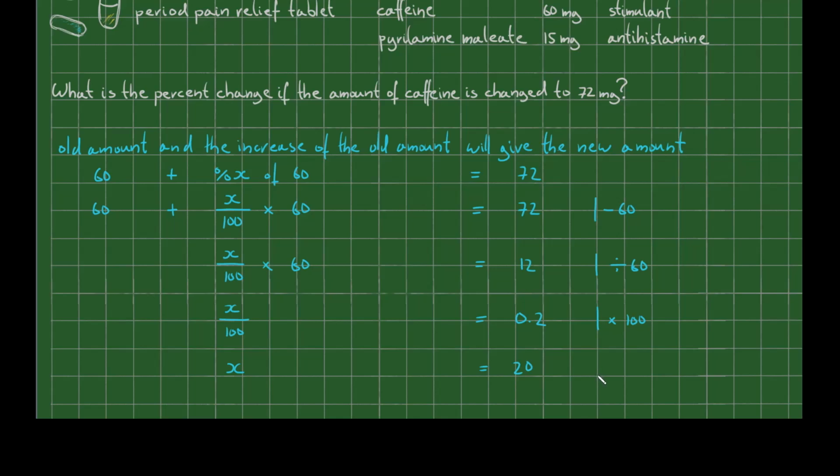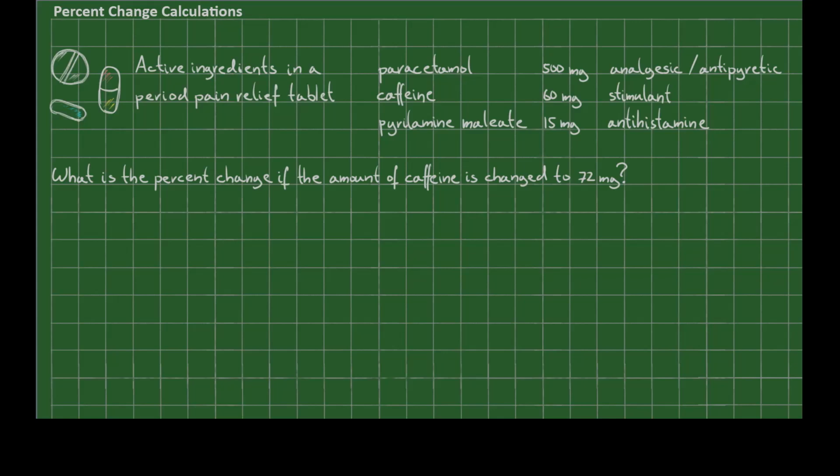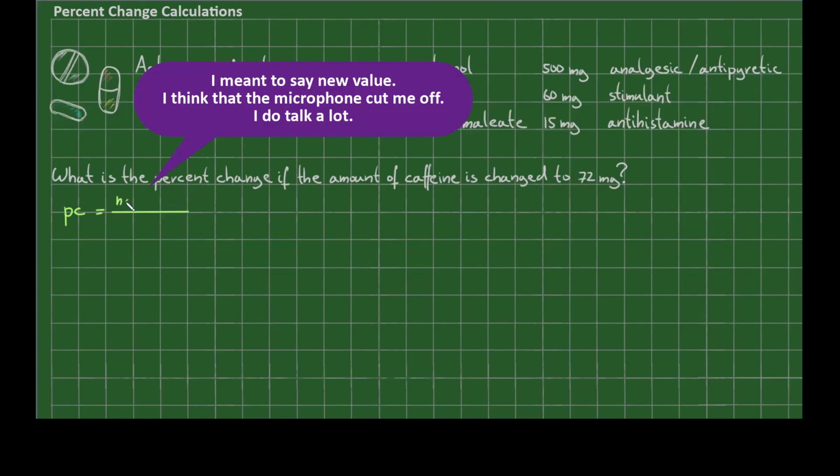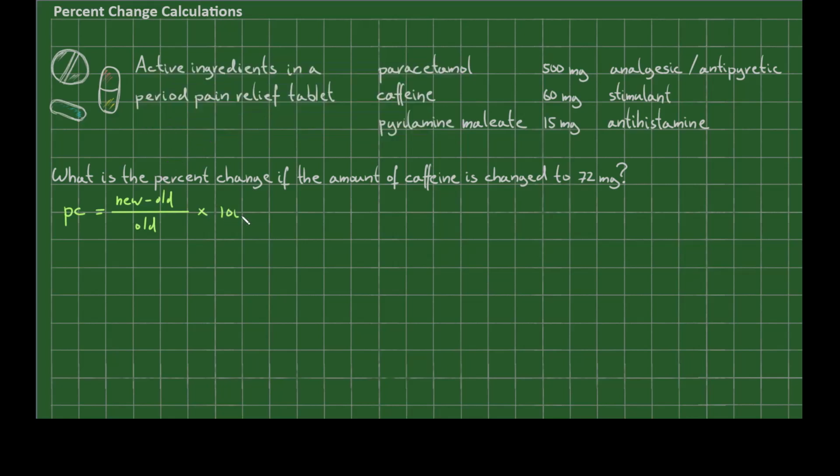Let me reset the board and do a third solution. It turns out that when dealing with percent change problems, there is a formula that we can use. And here it is. Percent change, or PC, equals value minus the old divided by old and all of that multiplied by 100.